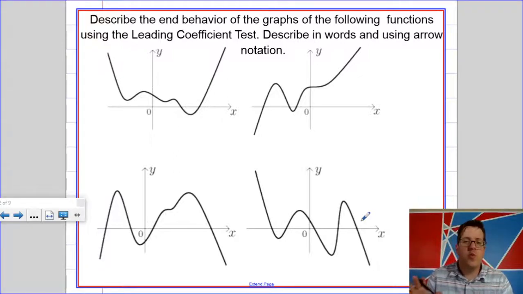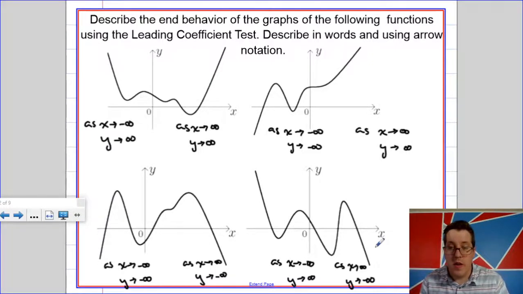So I want you to practice that arrow notation. Can you write it for these 4 graphs? I'll pause the video, you pause the video, and then when we all unpause, the answers will just magically appear. Movie magic. Do pause the video though. Don't unpause it until you have those answers written down.